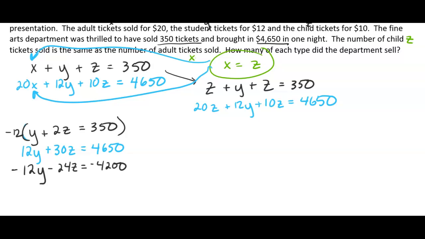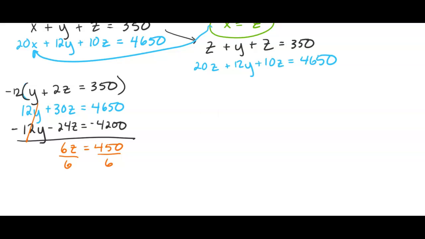Okay, now one thing to point out on this example, you can't sell part of a ticket, so this has to come out to be an integer, right? Can't sell half a ticket. All right, so now we're going to go ahead and add these equations together. The Y's are dropping out. I get 6Z equals 450. I hope 6 goes into 450. Let's see, 75. So Z equals 75.